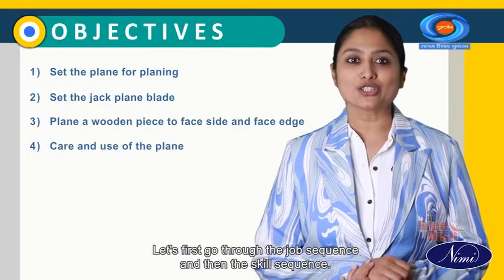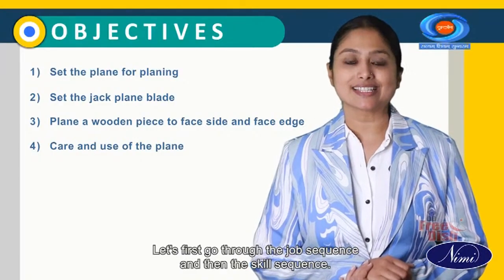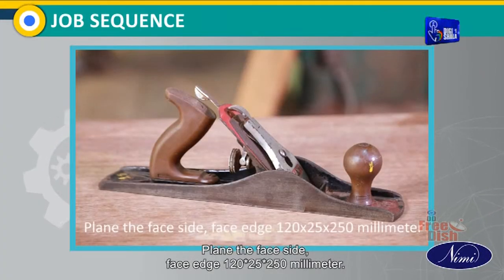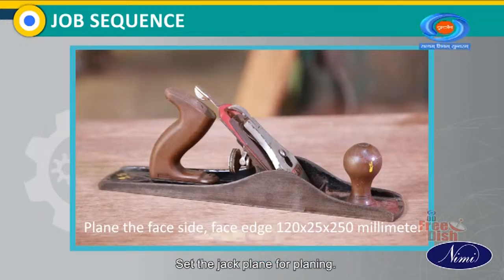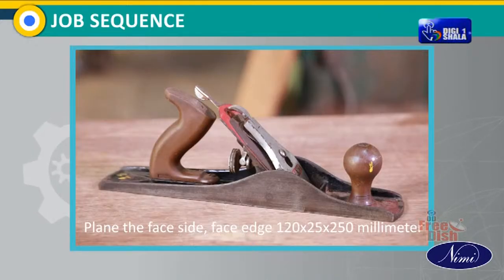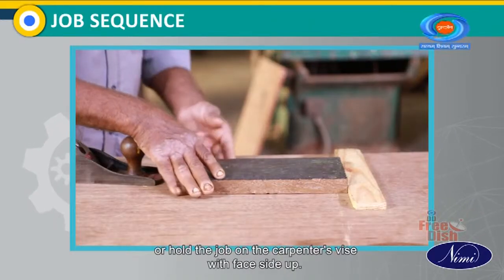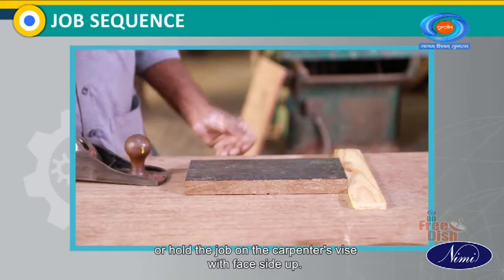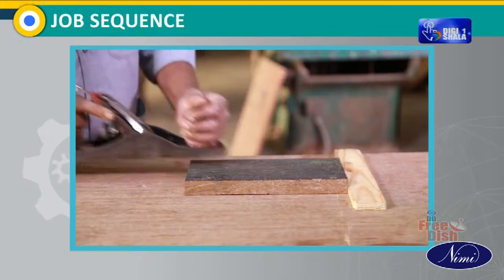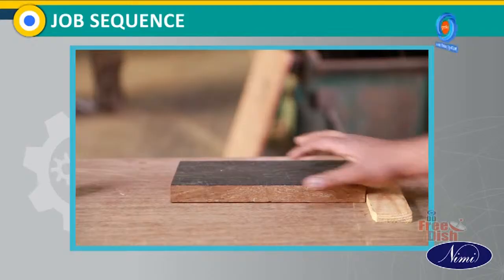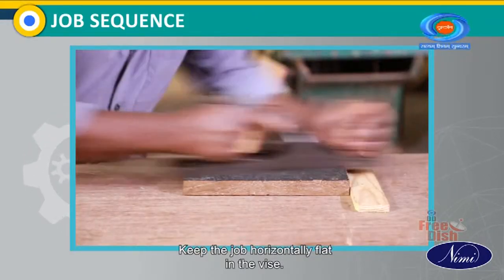Let's first go through the job sequence and then the skill sequence. Let's start. Job sequence. Plane the face side, face edge 120 into 25 into 250 millimeters. Set the jack plane for planing. Place the job on the workbench or hold the job on the carpenter's vise with face side up. Keep the packing piece between the job and the vise. Keep the job horizontally flat in the vise.